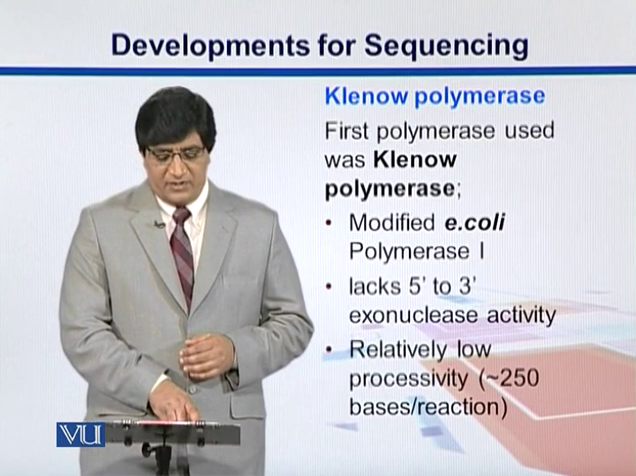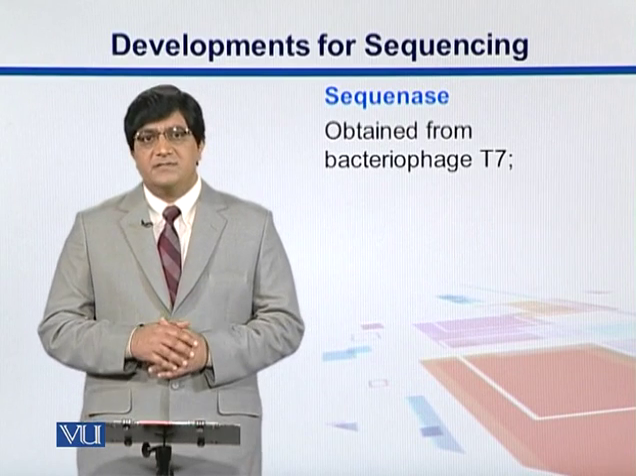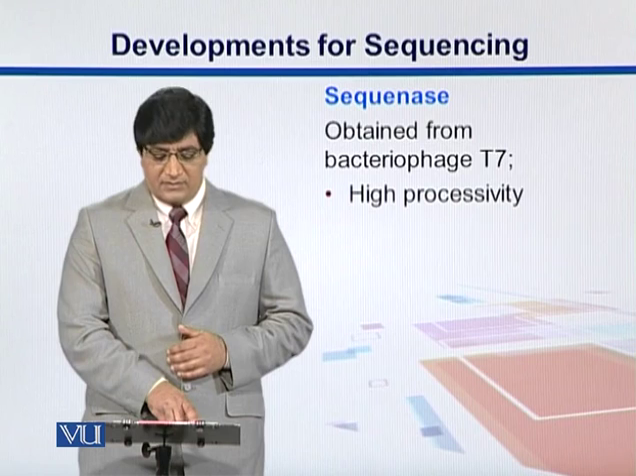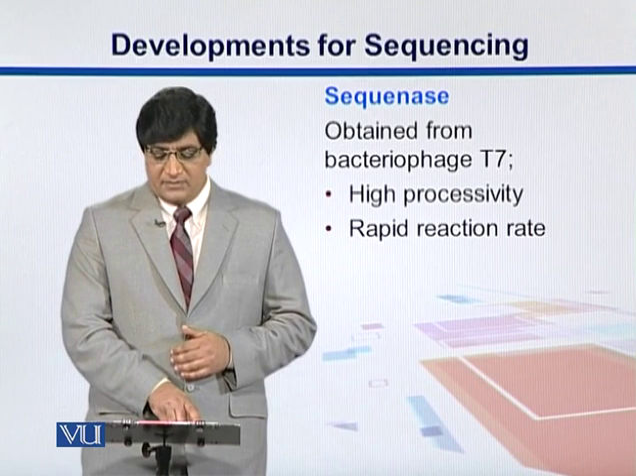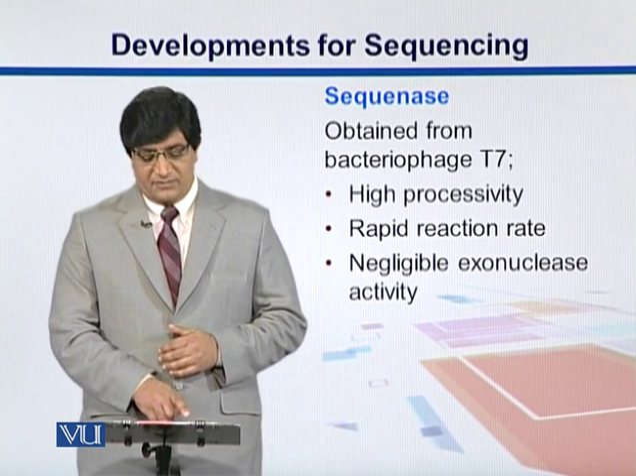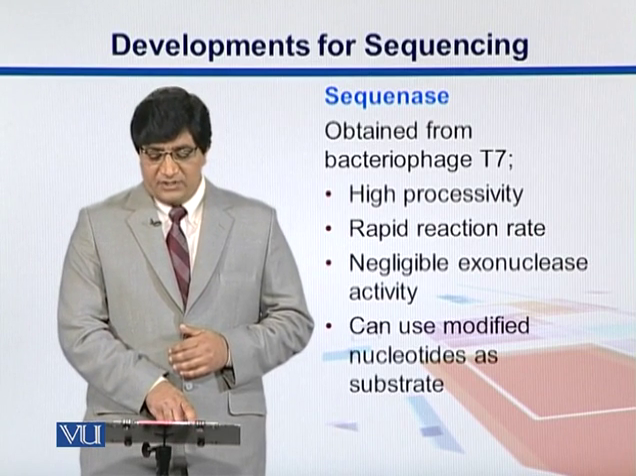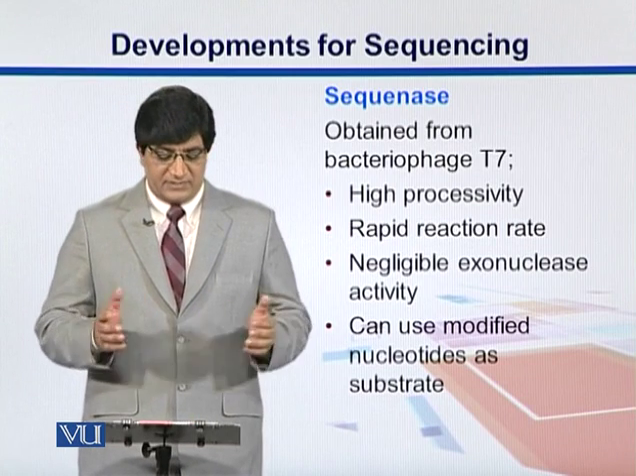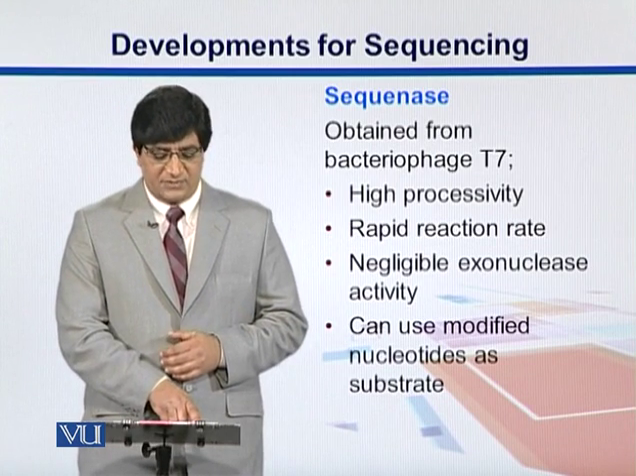But the issue is that it has relatively low processivity. So there is an improved one, Sequenase. That has been derived from bacteriophage T7, and it has high processivity and a rapid reaction rate, and it has negligible exonuclease activity. So we can also use modified nucleotides as a substrate during this sequencing process.